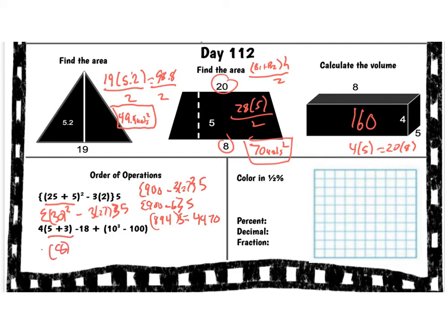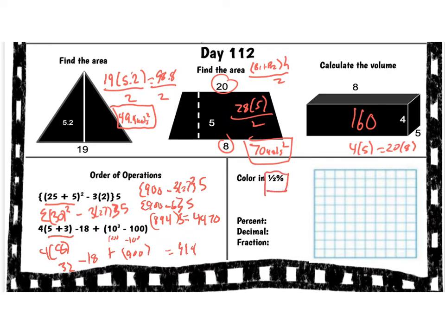What's next one? 5 times 3 is 8. Sorry, I'm trying to pick up my energy levels. 32 minus 18 plus 10 to the power of 3, which is 1,000. Minus 100 is 900. 32 minus 18 is 14. 14 plus 900 is 914.